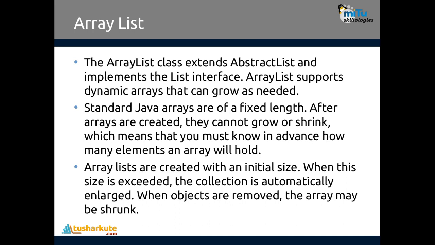Standard Java arrays are of fixed length. After the arrays are created, they cannot grow or shrink, which means that you must know in advance how many elements the array will hold. Array lists are created with an initial size. When this size is exceeded, the collection is automatically enlarged. When objects are removed, the array may be shrunk. Okay, that is what the dynamic data structure array list is.